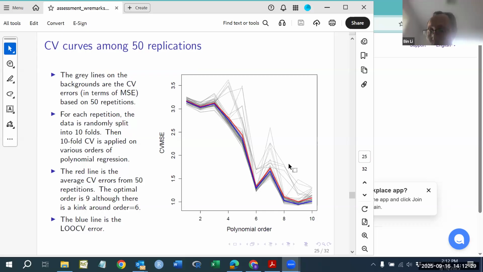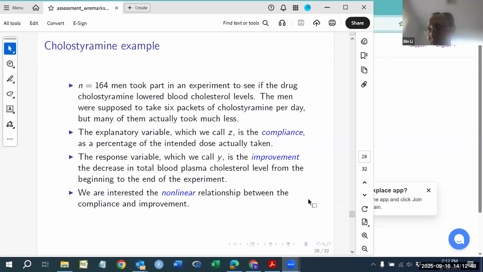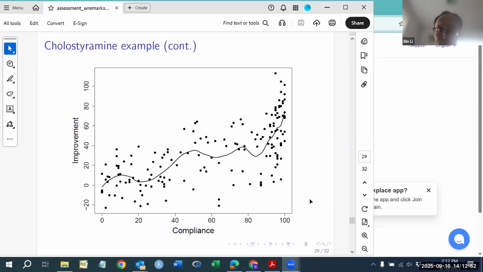You see that each gray curve is a tenfold cross validation. You can see there are some variations. But when we do the average, shown in the red curve, you can see the red curve is very close to the truth. So that is the reason. It's not just showing you; there's a reason behind that.